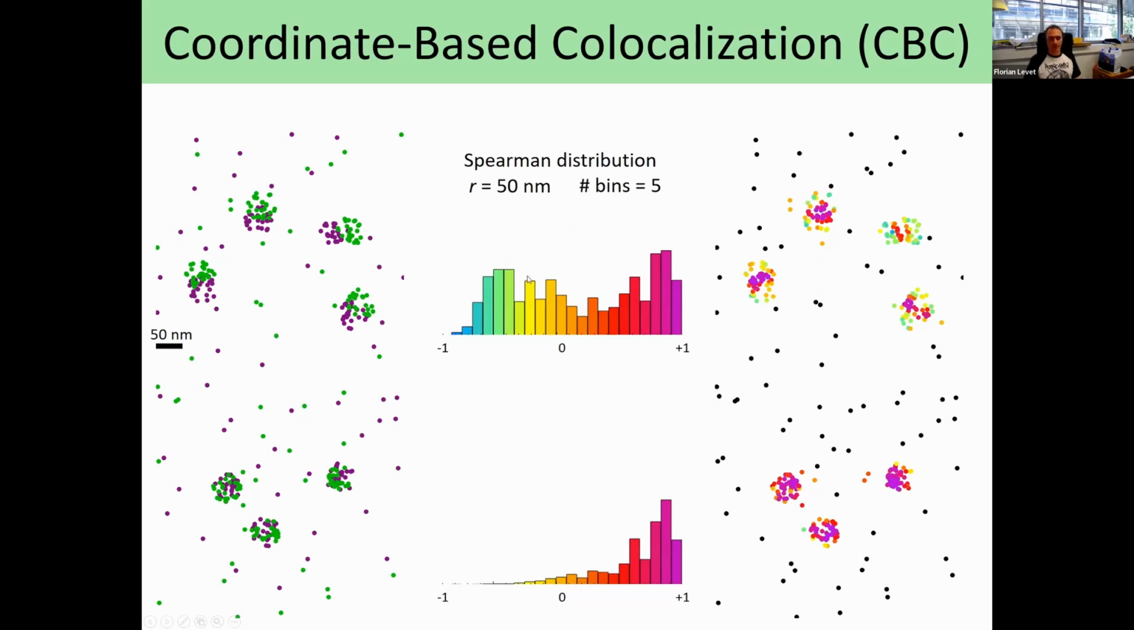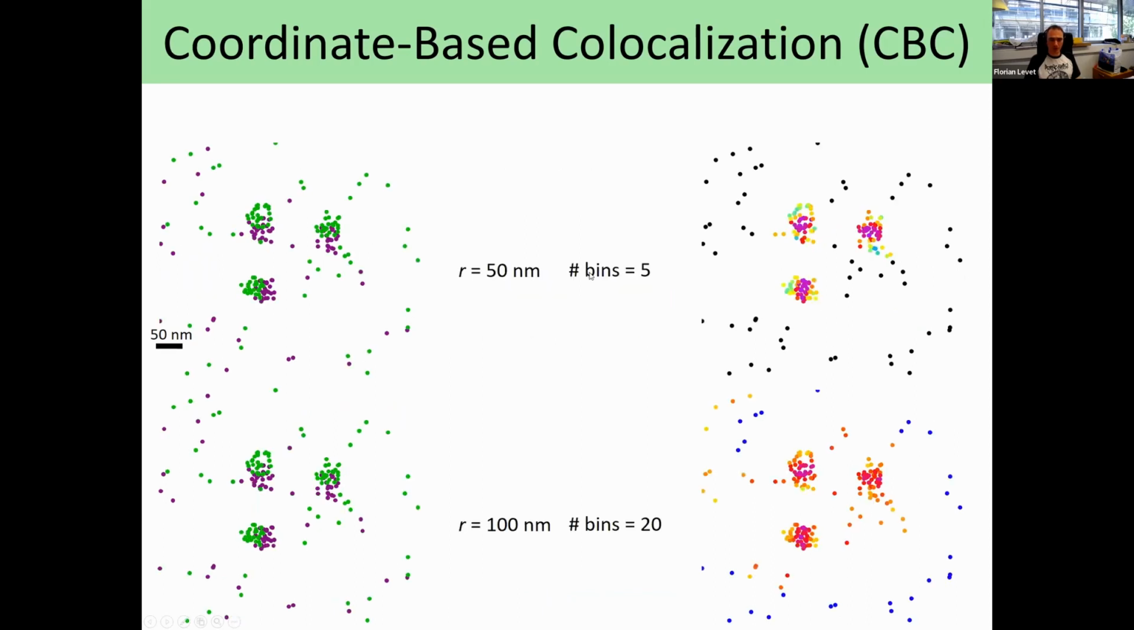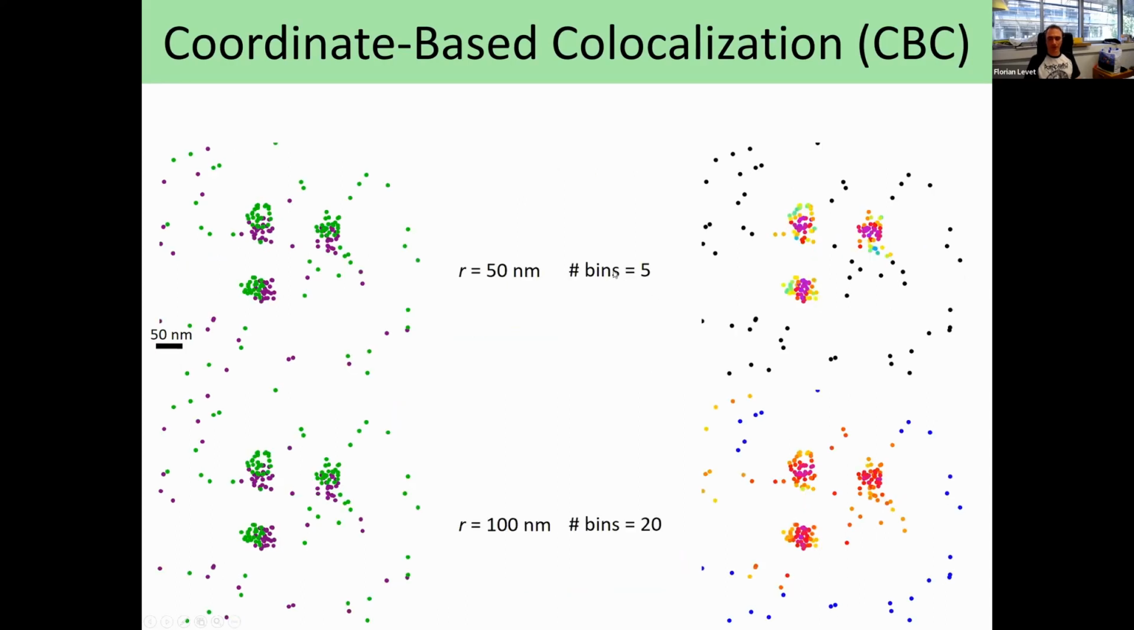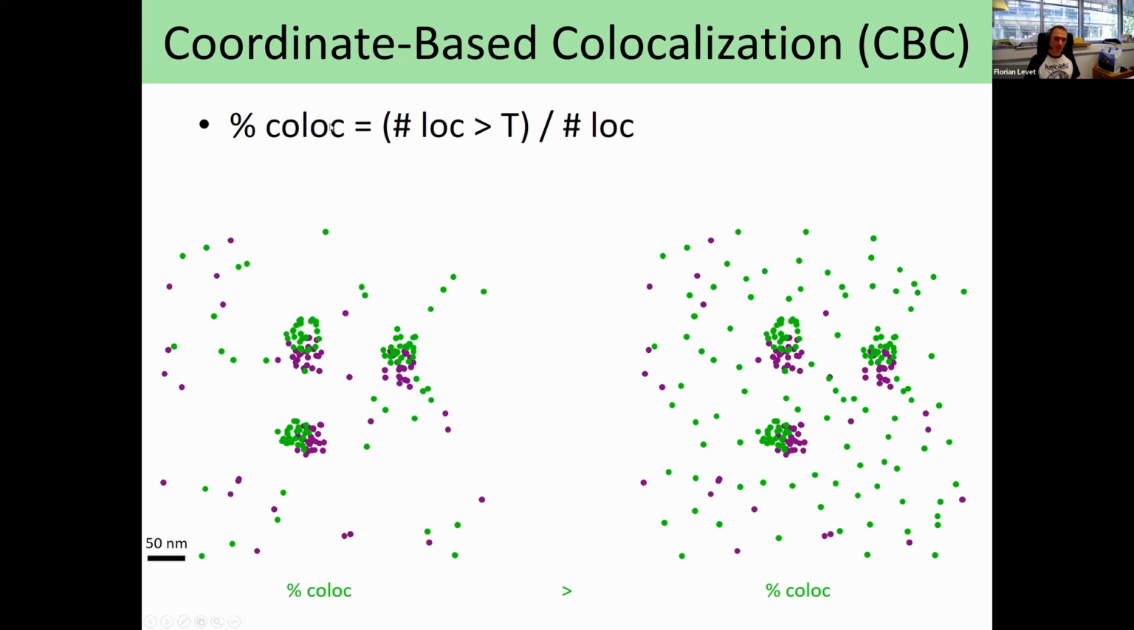You can display the distribution of your coordinate-based coefficient, and you can apply a threshold in order to find the colocalized localizations. Still, you can see that it's again two parameters as for DBSCAN, so it can be difficult to use them in order to have some kind of a good result. And also, the way they computed the percentage of colocalization is the number of localizations higher than some threshold divided by the number of localizations, which means that in this case, you have a bigger colocalization here than here.